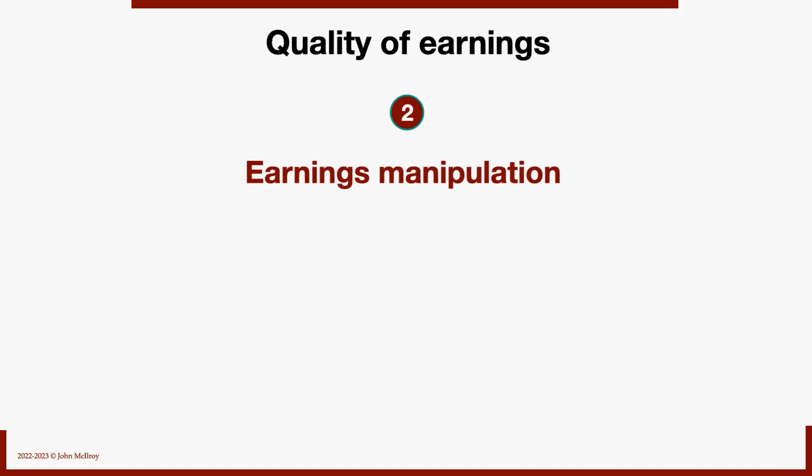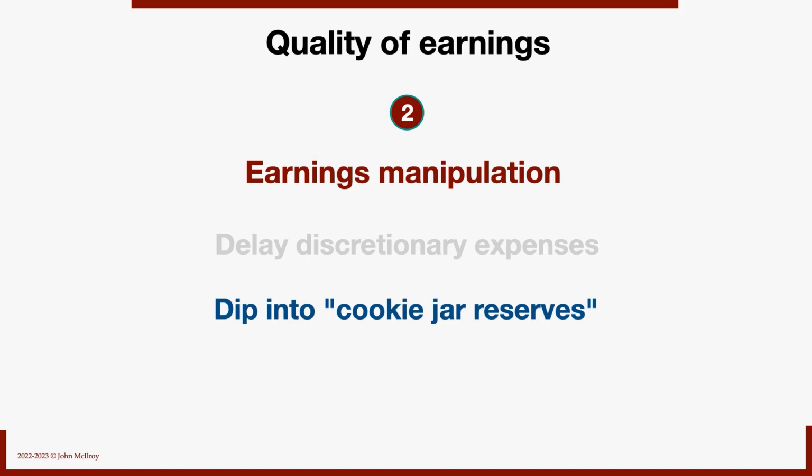Next, earnings manipulation. Where you delay discretionary expenses, you put them into a future period just to make earnings look good for this period. Sometimes you dip into the cookie jar reserves, as they say, which is when you take a reserve against certain aspects of your business, whether it's warranty, bad debt, whatever it happens to be, and then you manipulate that reserve number to make earnings look good in a particular period.